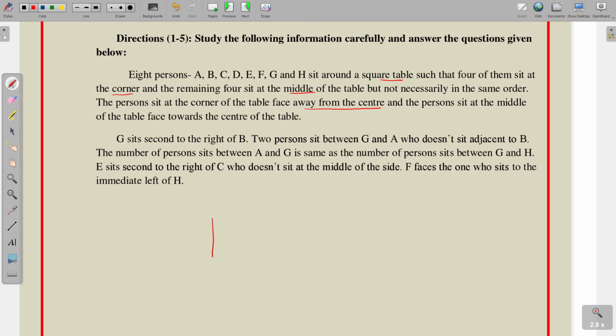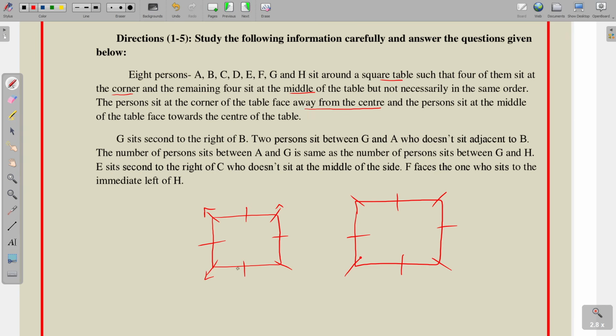Okay, so here we have a square table. There are totally 8 persons sitting around this square table, 4 of them sitting in the corner and remaining 4 sitting in the middle of the table. Those who are sitting in the corner of the table are facing away from the center. They are facing away. So middle persons face the center.